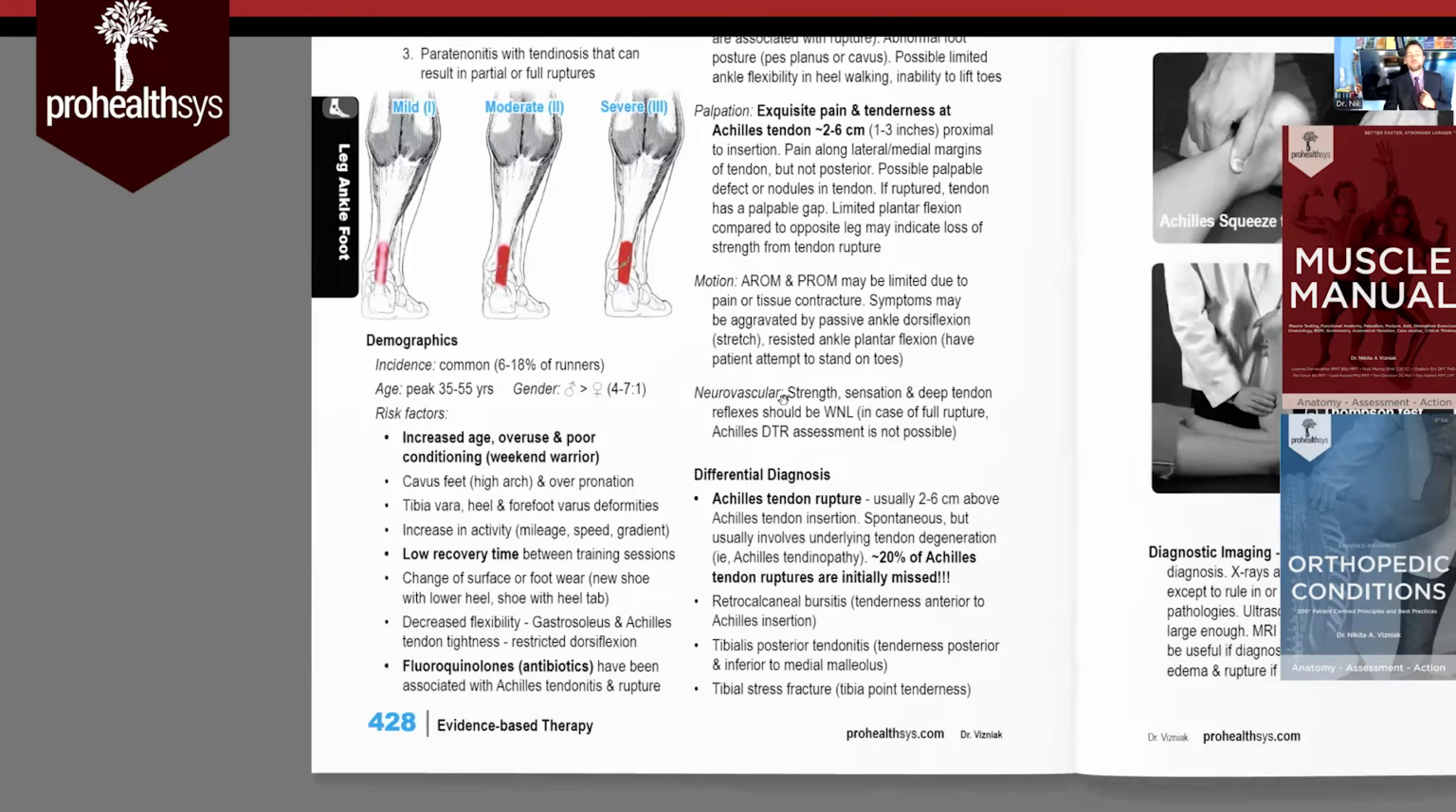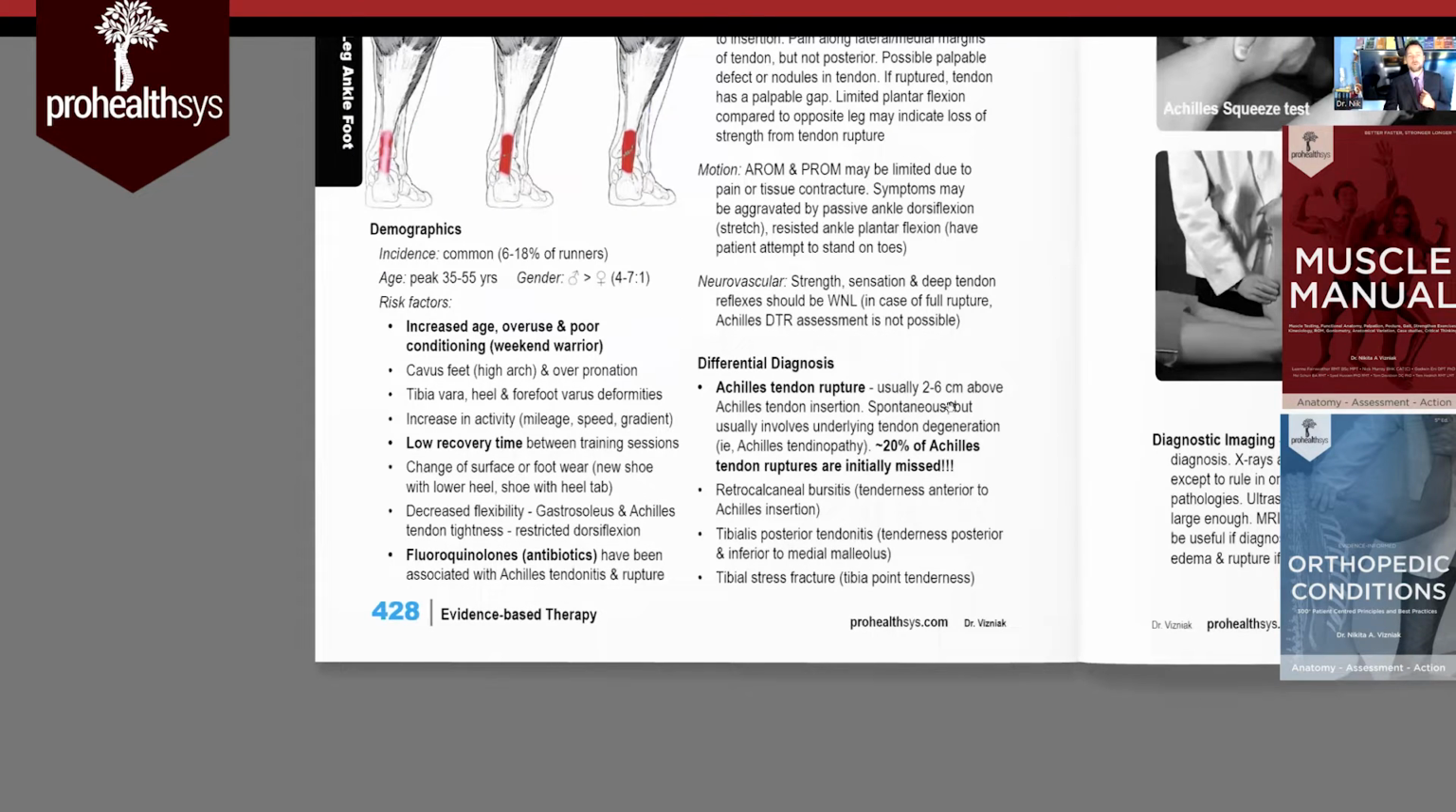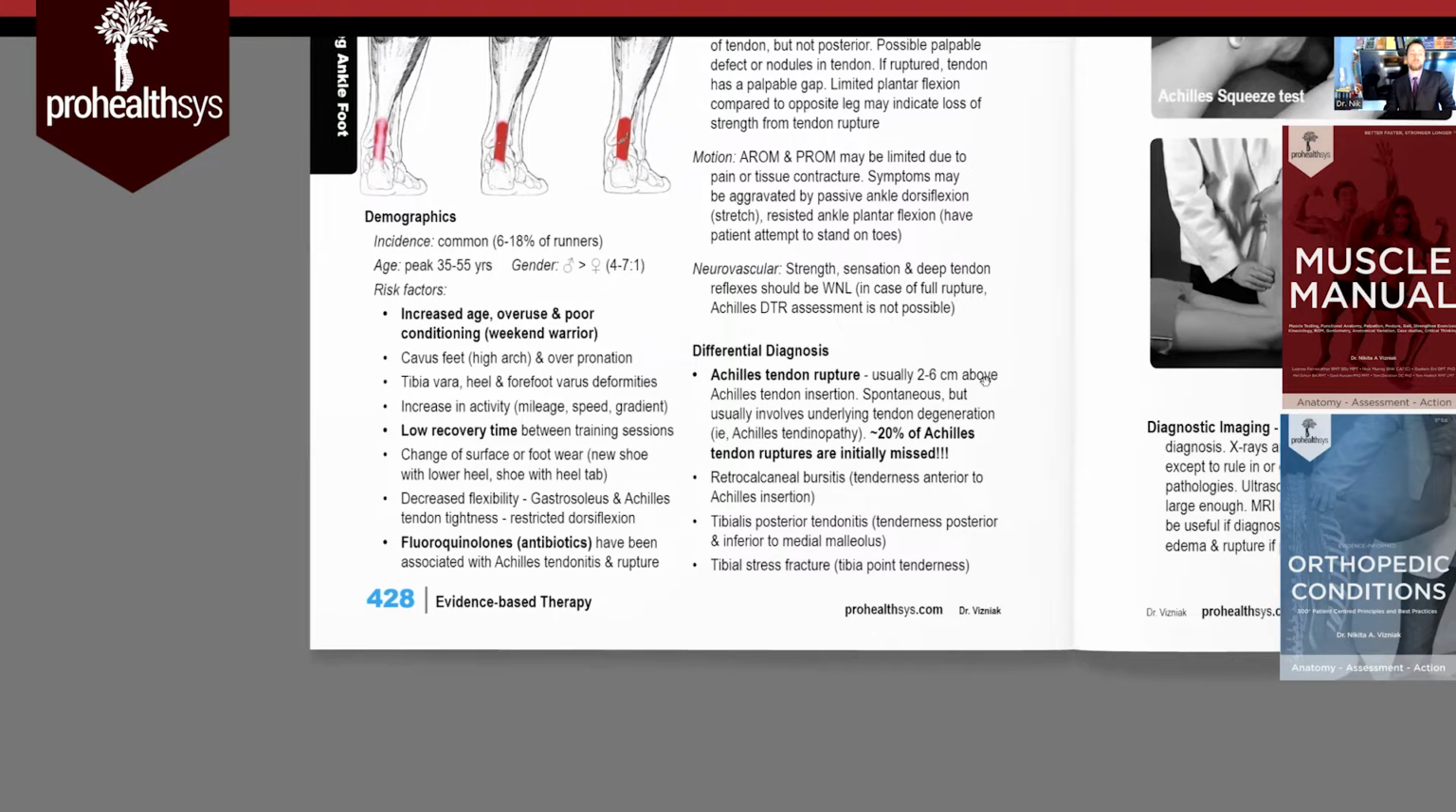Differential diagnosis. Well, Achilles tendon rupture is going to be there. 20% of Achilles tendon ruptures are missed. I do not know how this happens, why this is written in the literature. How could you miss an Achilles tendon rupture? It seems like one of the most obvious conditions to me to evaluate. Now, maybe if it was a partial rupture, but a full tear of the Achilles tendon, you should be able to pick that up right away.